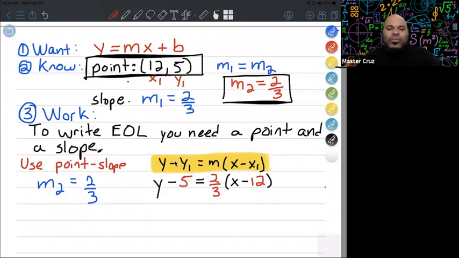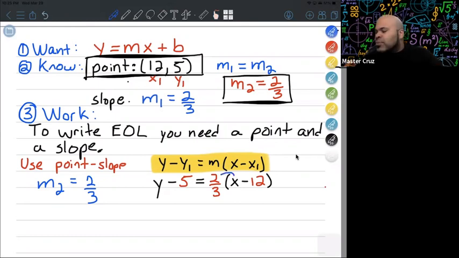In point slope form, the points are the y1 and the x1. The x and the y stay alone because that's part of the equation. So this is the equation of a line in point slope form. But originally they said that they wanted y equals mx plus b, slope intercept form. So I need to transform this to slope intercept form, and it's always done the same way.